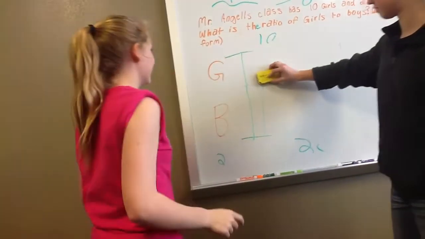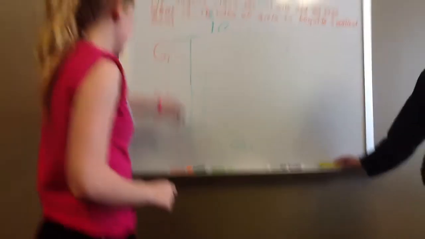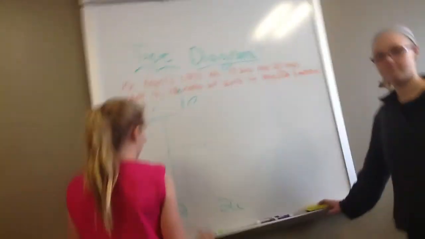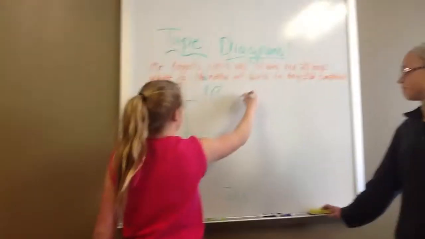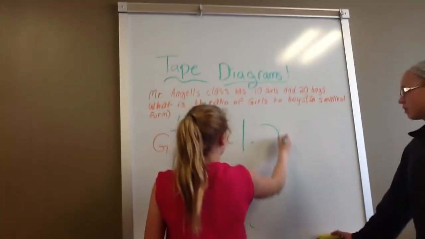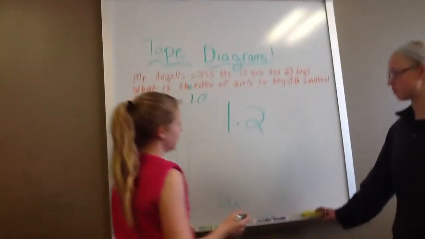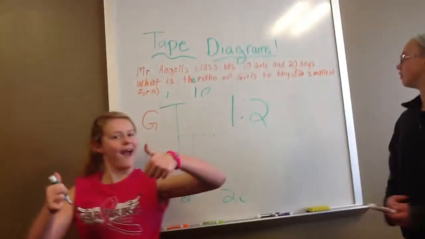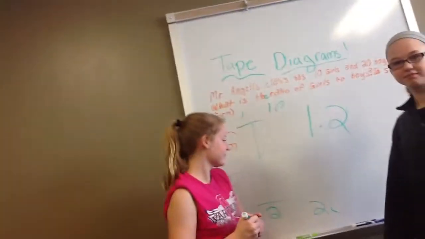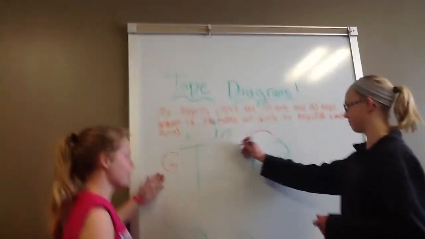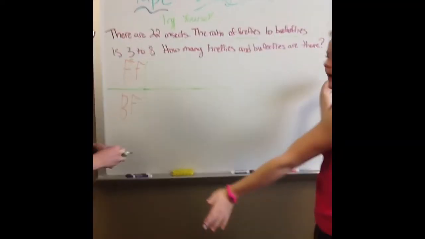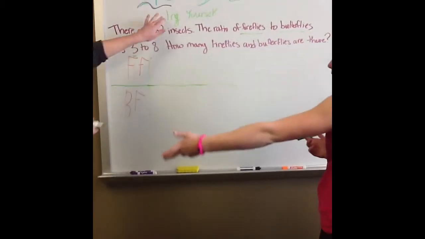Okay. So now we are left with 1 box and 2 on the bottom. So the ratio in the smallest form is 1 to 2, girls to boys. So that is the answer for this problem. Good job. Do this problem yourself. Try it yourself.